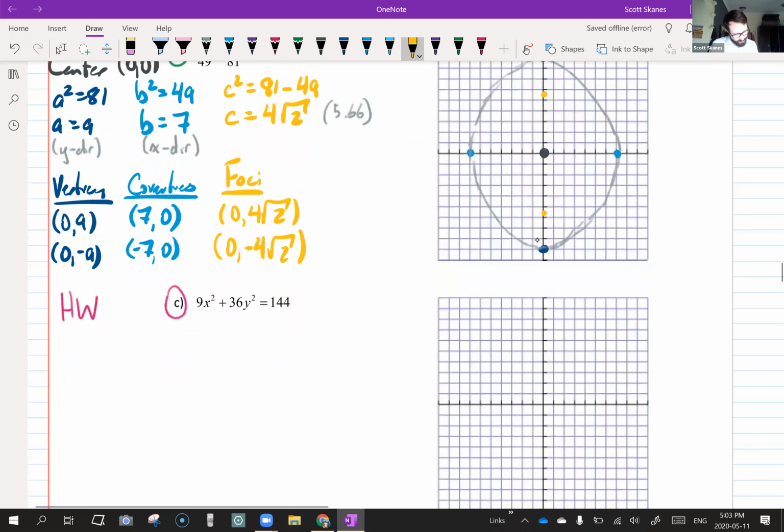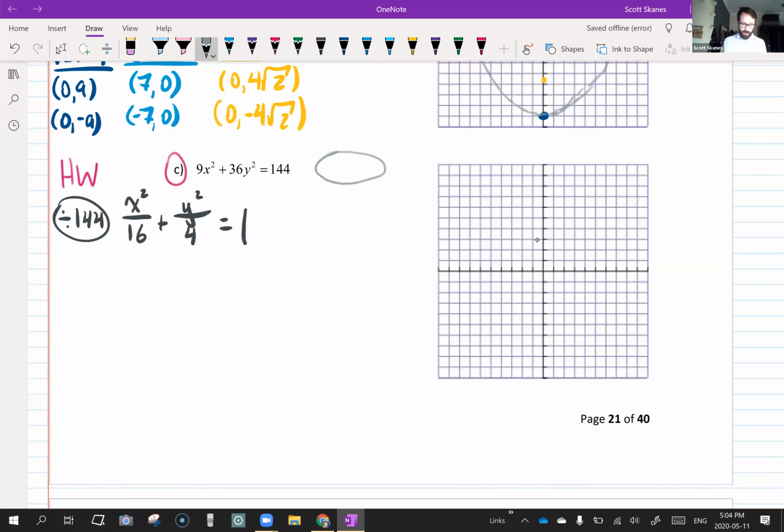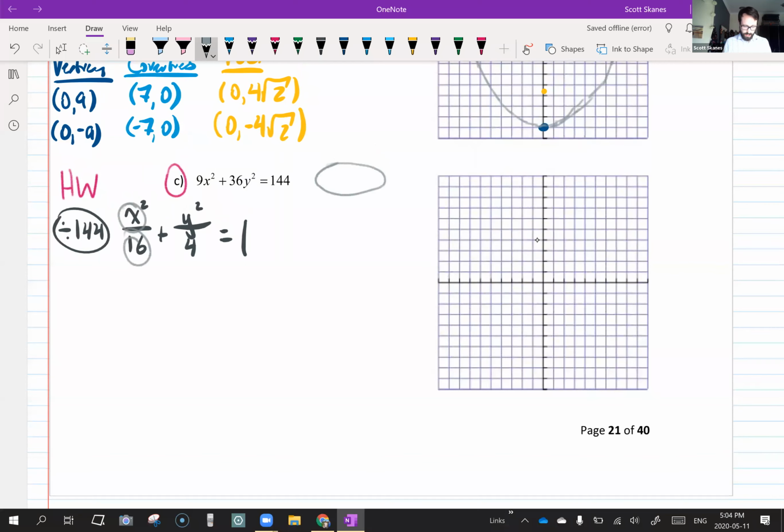All right. Homework is the next one. The only suggestion I'll give you is if you try it, make sure you divide it by 144 first. I'll give this to you. I feel like I already gave you a similar one. 16, y squared over 4, and 1. Okay? And it should look like this. You should know why, because this is attached to the x.